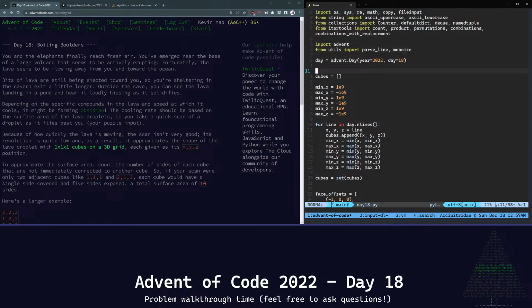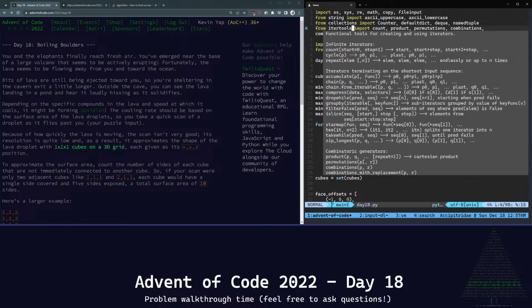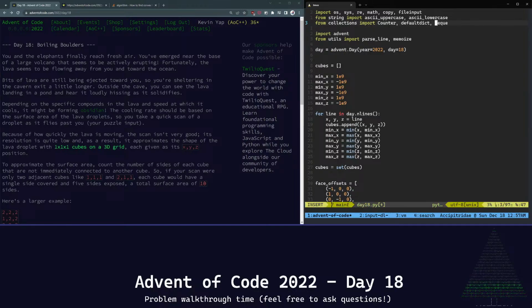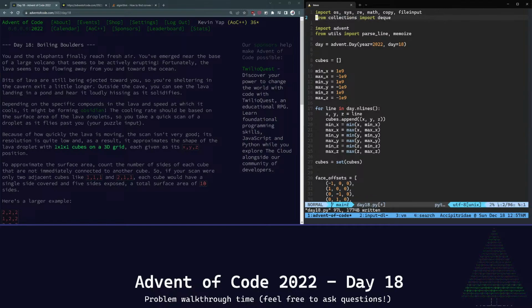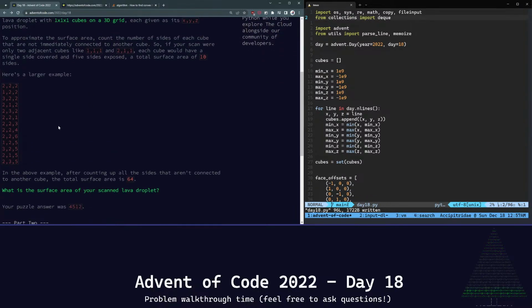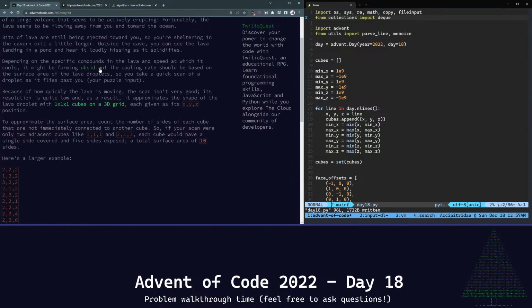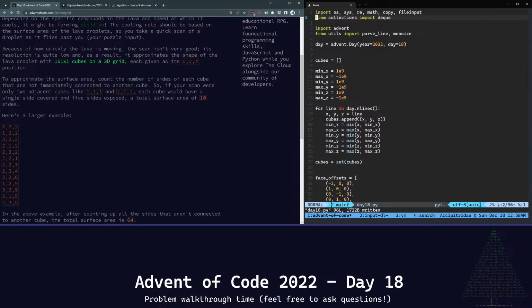Cool. So the question is called boiling boulders. I failed to read a bunch of flavor text, so somehow there's elephants and we're near a volcano, even though the story started out with elves and Christmas for whatever reason. But essentially, in this problem today, we are given locations of a bunch of cubes of obsidian. Oh no, it might be forming obsidian. We're given the locations of lava droplets on a 3D grid. So we're given X, Y, Z positions, like so.